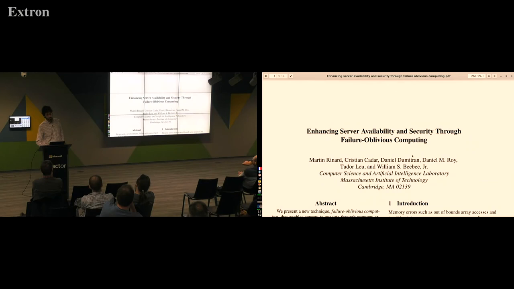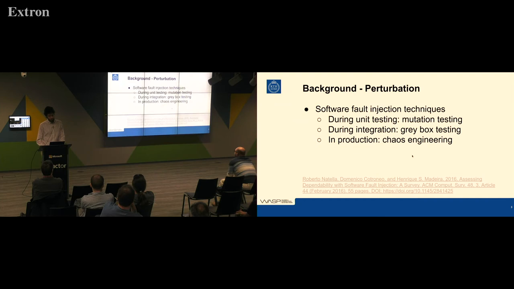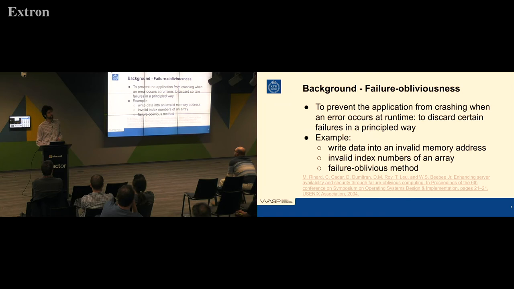But it's still a non-conventional idea. It was a non-conventional idea back then, in 2006, and it's still today a non-conventional idea, both in academia and industry. So now we have the context with monitoring, perturbation, and failure obliviousness. Now what do we have when all this comes together in TripleAgent?